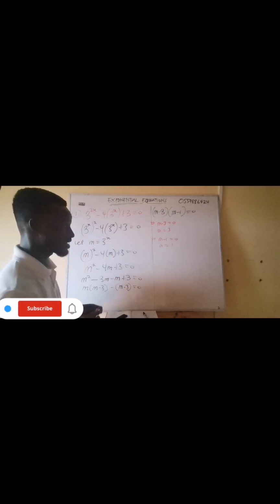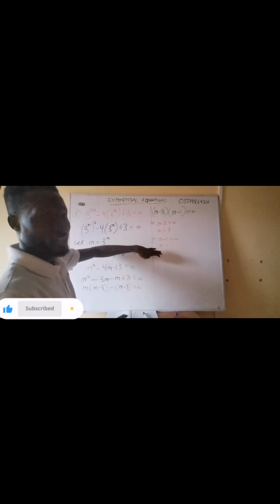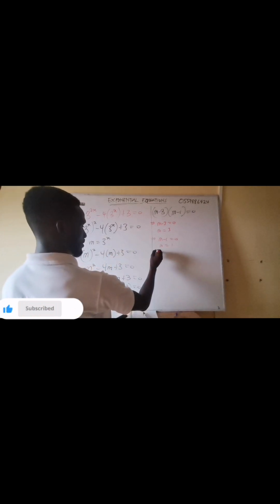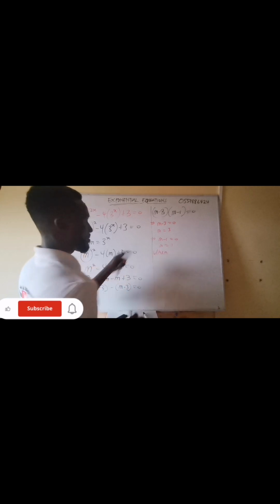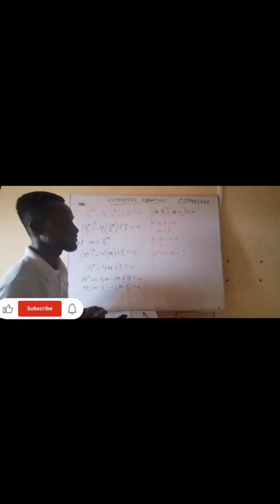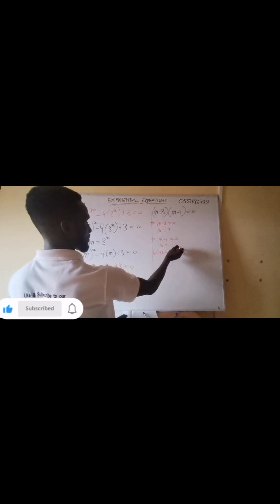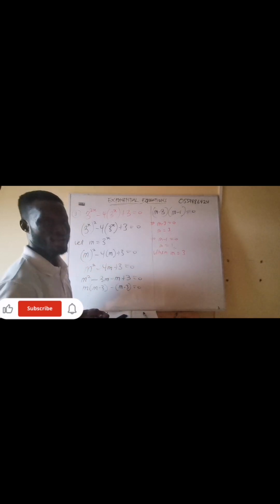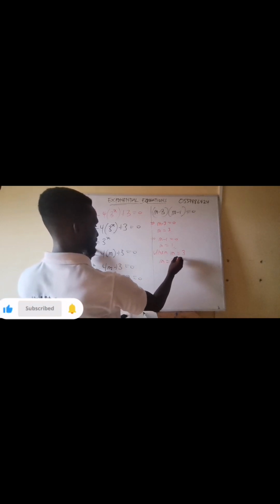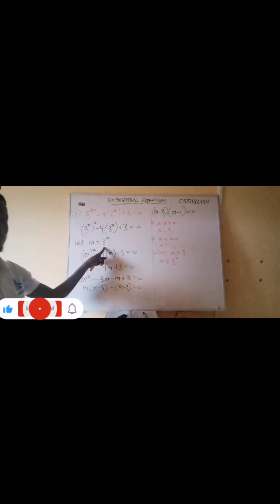Now after getting this one, we need to solve for the value of x. We don't have m in the question. Don't forget that. So let me take the first answer, when m is equal to 3. We've gotten 2 answers for m, and we have to use the 2 answers for m to solve for x. Now when m is equal to 3, don't forget that m is equal to 3 exponent x from here.